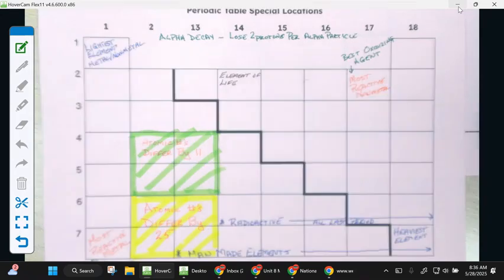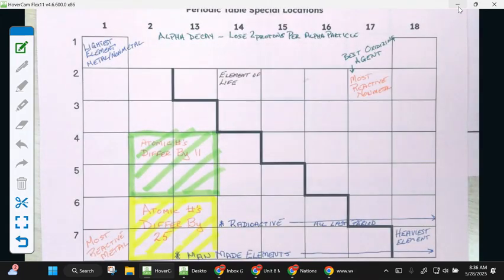Now, you could lose multiple alpha particles at the same time. But every time you do, you go back 2 spots on the periodic table. So if you are polonium, and you lose one alpha particle, you become lead. If you were to lose 2, you would become mercury. You keep going back 2 every time. Okay? Questions?